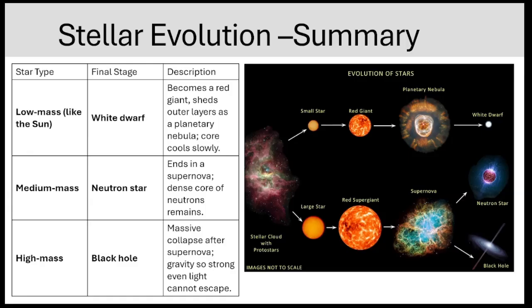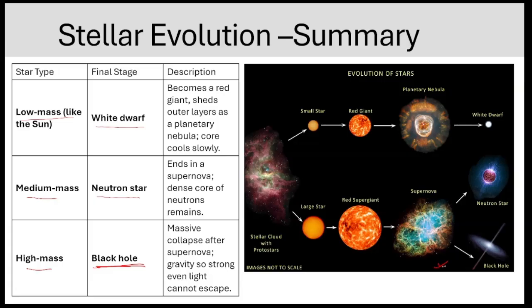And we can summarize the stellar evolution. Like we said, low mass stars will ultimately form a white dwarf. Medium mass will form a neutron star, and if they are massive enough, they will form a supernova and black hole, where the collapse is so strong that even light cannot escape from the black hole.